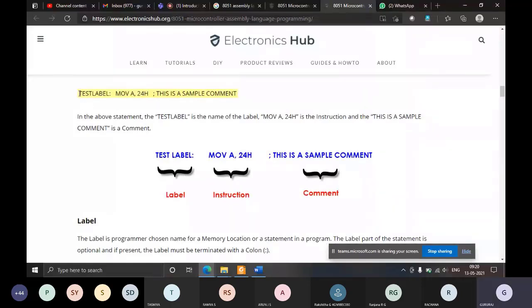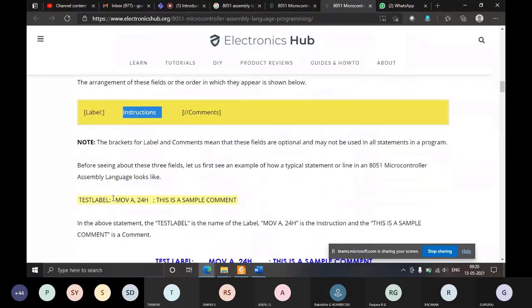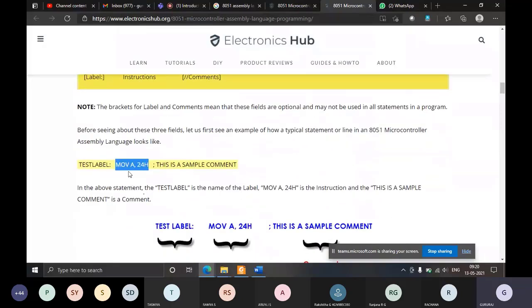You can see test label. This is the label followed by a colon. This is optional, as I told. Every instruction need not have a label. Followed by the instruction. If you remember, label followed by the instruction. I told you an instruction will have a mnemonic and operands.